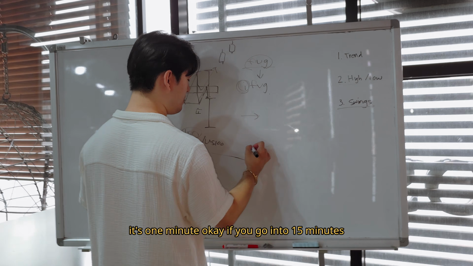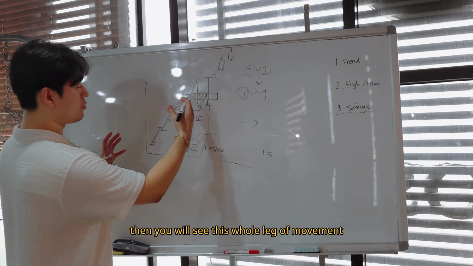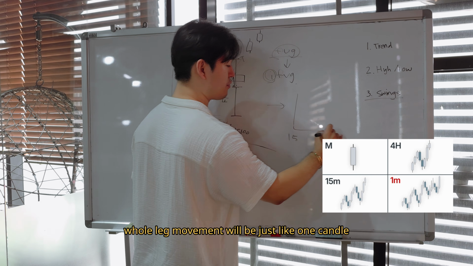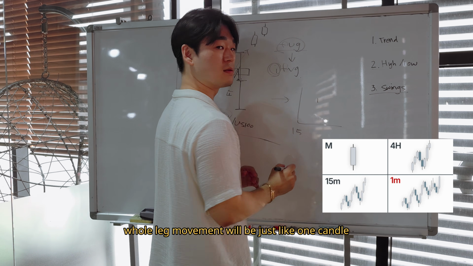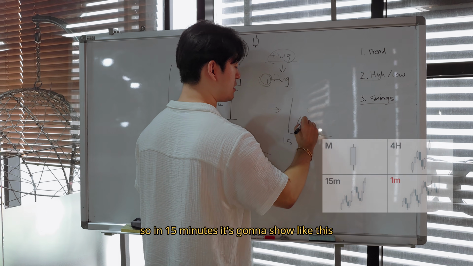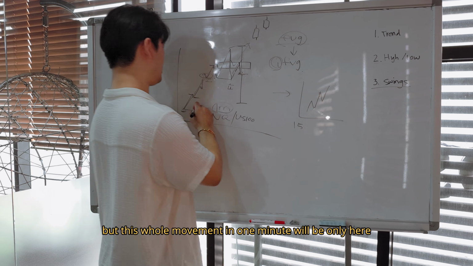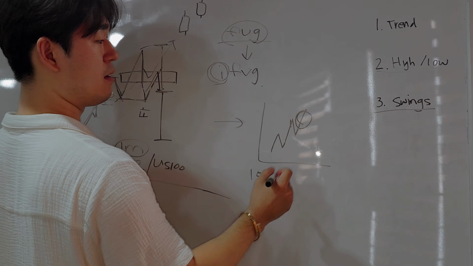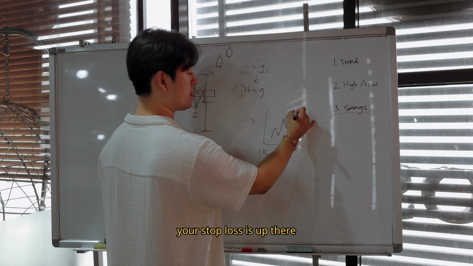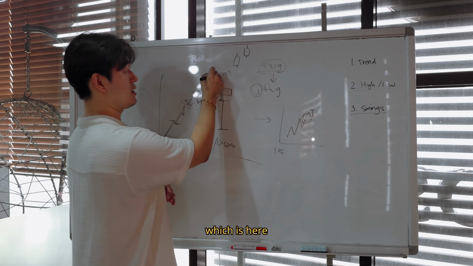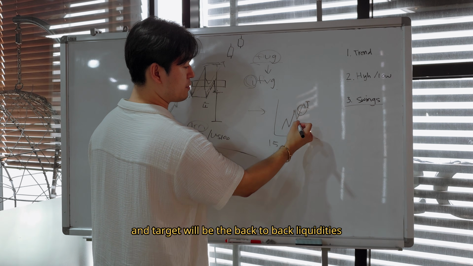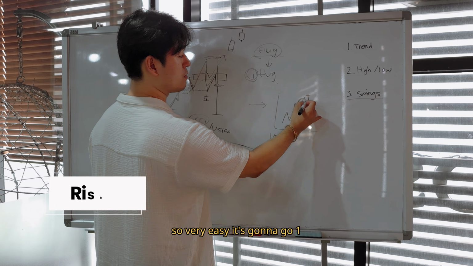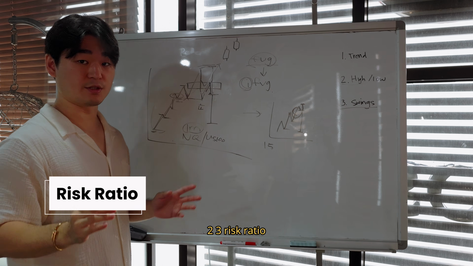If you go into 15 minutes, then you will see this whole leg movement will be just like one candle. So in 15 minutes, it's gonna show like this, but this whole movement in 1 minute will be only here. So when you short from here, your stop loss is up there, and target will be the back-to-back liquidities. So very easy, it's gonna go 1-to-3 risk ratio.